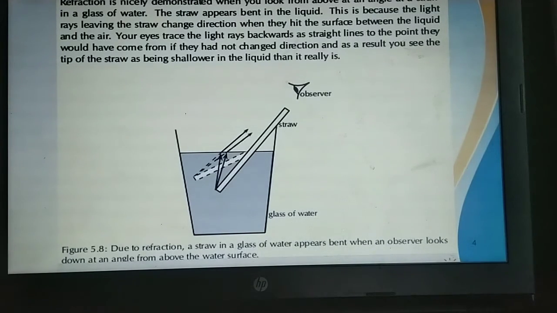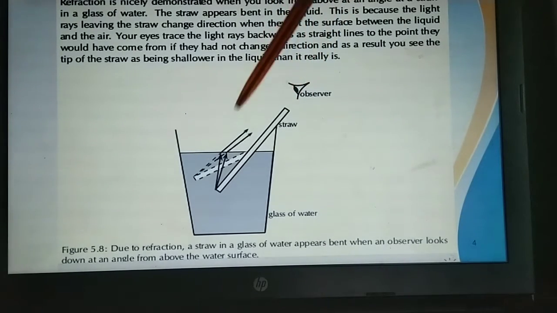So most importantly, we are learning how the light is changing here. This straw here is showing us the light. This is the incident light. It is going down like this and will hit the boundary, but not perpendicular or parallel to the surface.